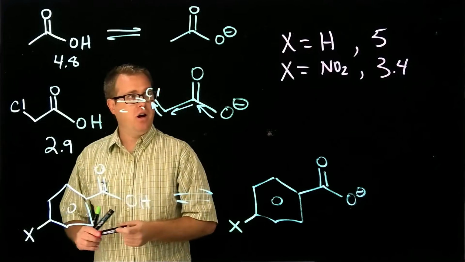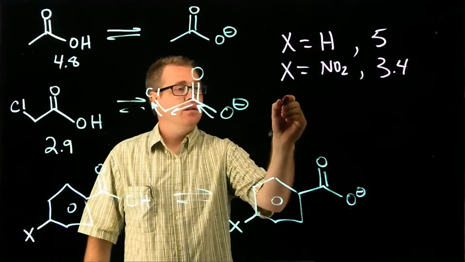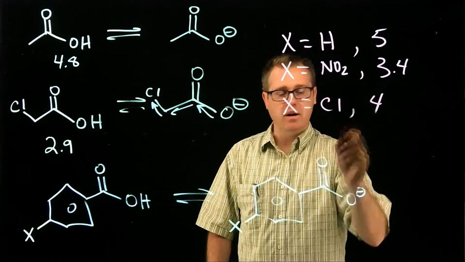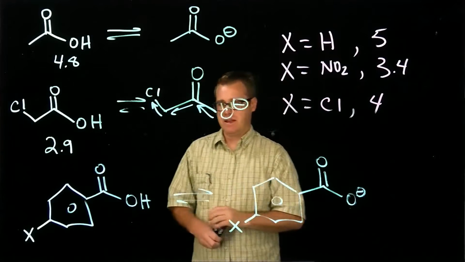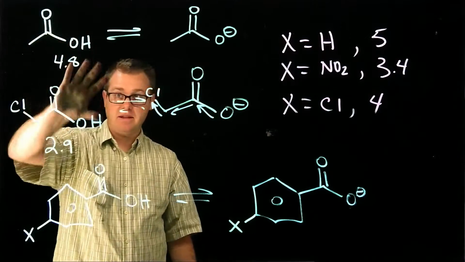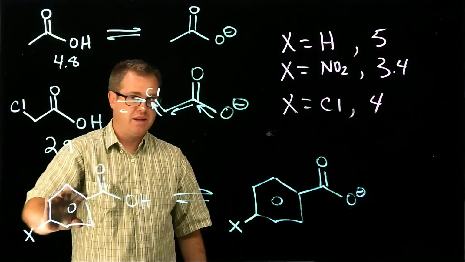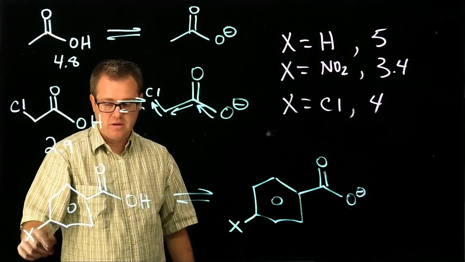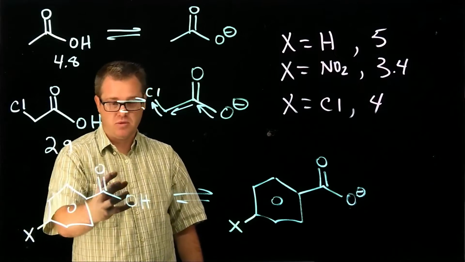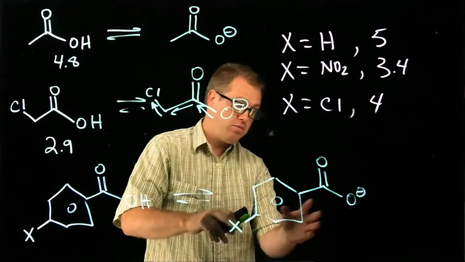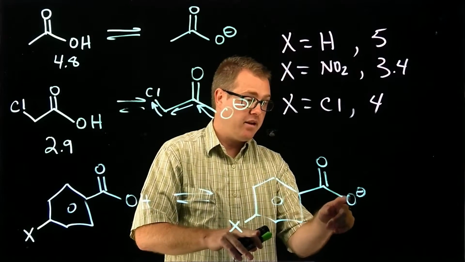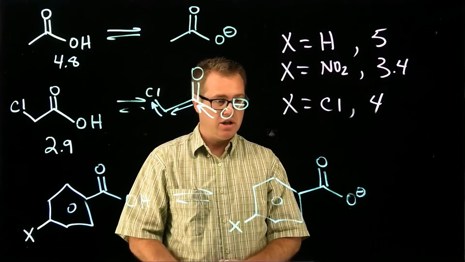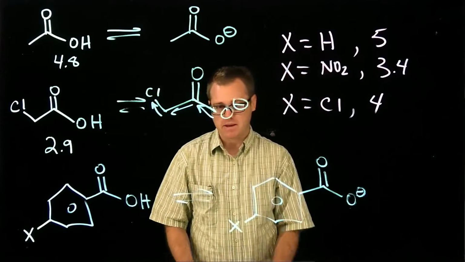So you can put in all sorts of different groups, like we could even put in our chlorine, and that would give us a pKa of about 4. So the guiding principle here is that the same concept applies to the benzoic acid derivatives. If you have a good or very powerful electron withdrawing group, it's going to pull electron density, or let's look at it right here, it's going to pull electron density that will stabilize the conjugate base and make it more acidic.